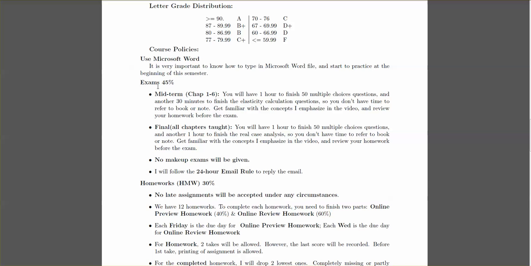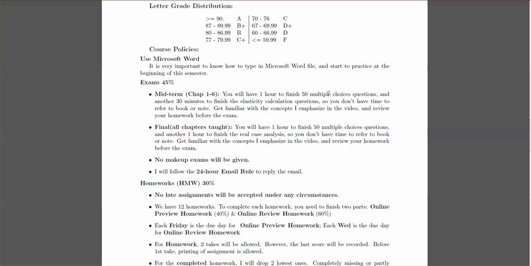For the exams, the midterm plus the final comprehensive exam take up 45% of your total grade. The midterm will cover chapters 1 to 6. You have 1 hour to finish 50 multiple choice questions. So actually, it's about 1 minute to answer one question. So you really don't have time to refer to your textbook or your notes.